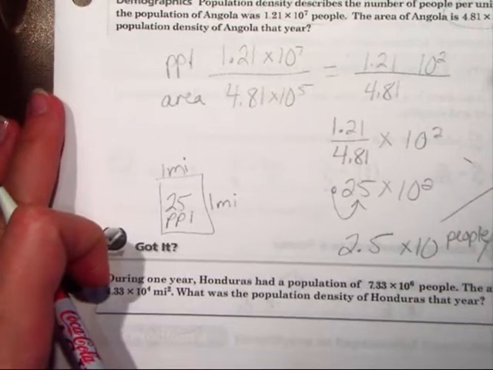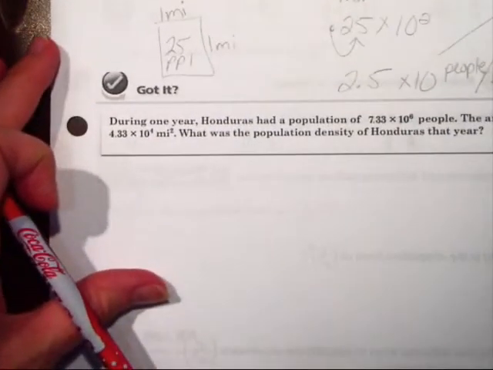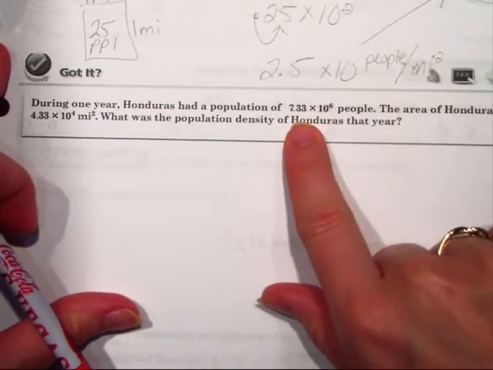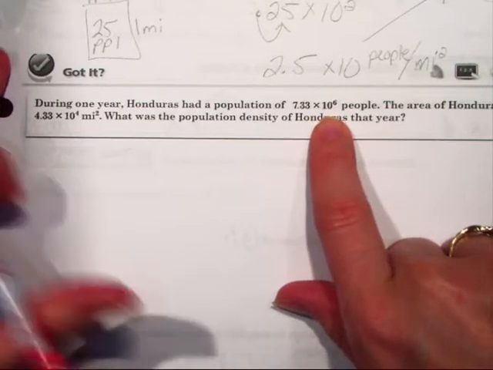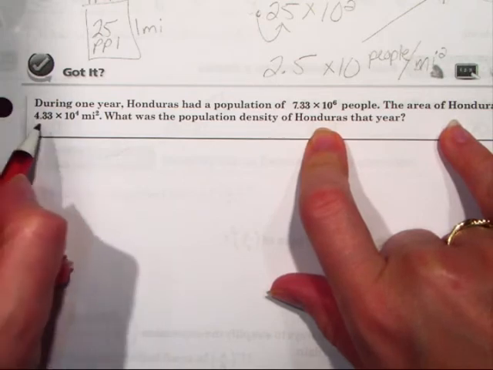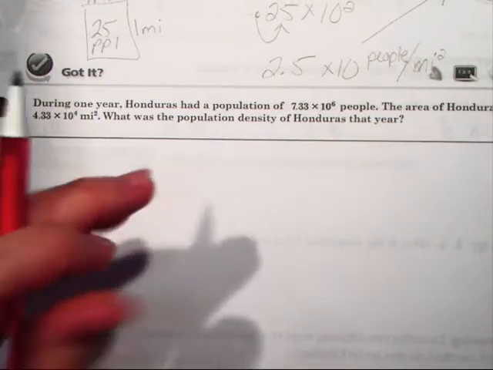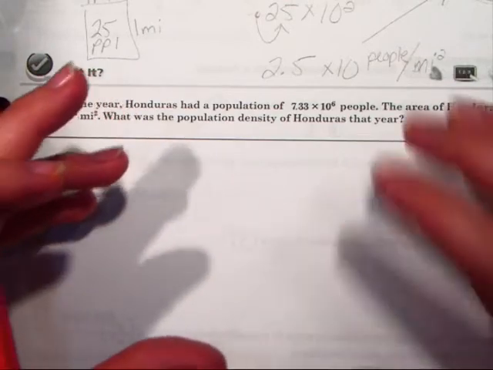All right? Let's continue on. During 1 year, Honduras had a population of 7.33 times 10 to the 6th people. The area of Honduras is 4.33 times 10 to the 4 square miles. What is the population density of Honduras in that year?